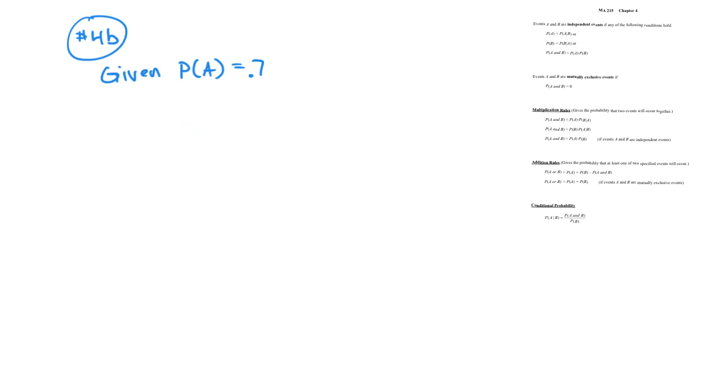All right, so for 4B, it tells us the probability of A is 0.7. It tells us that the probability of B is 0.4. And B says, so we've got another given. It says the probability of A and B equals 0.2. So this is what's given for 4B. And then it says compute the probability of A or B.